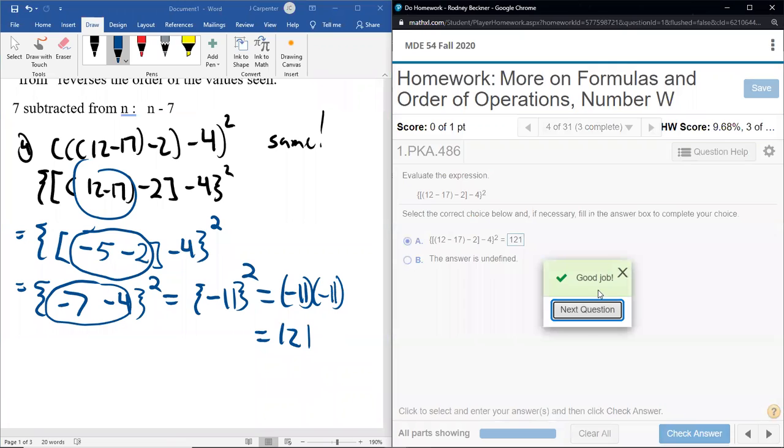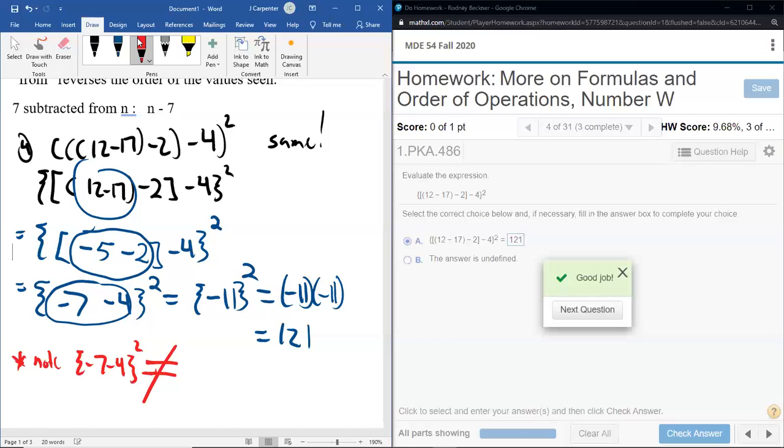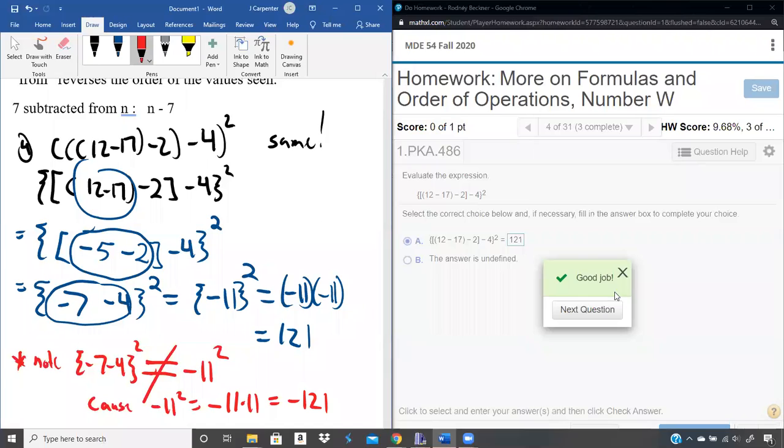So I'm going to put a little note here, reminding of what I just said. Note that the negative 7 minus 4, when it was squared, is not equal to negative 11 squared without the parentheses. And this was because negative 11 squared that way is just a negative written once, and then 11 times 11, which would have been negative 121, and clearly my math lab didn't do the math wrong. This will be an issue all semester that you have to get a firm grasp on.